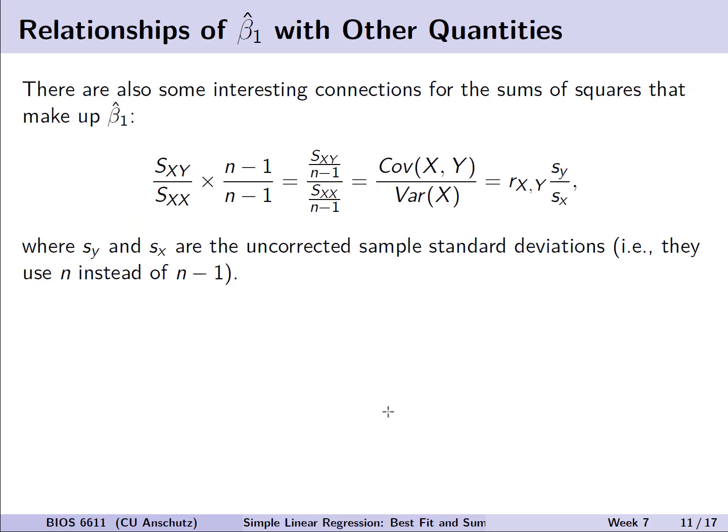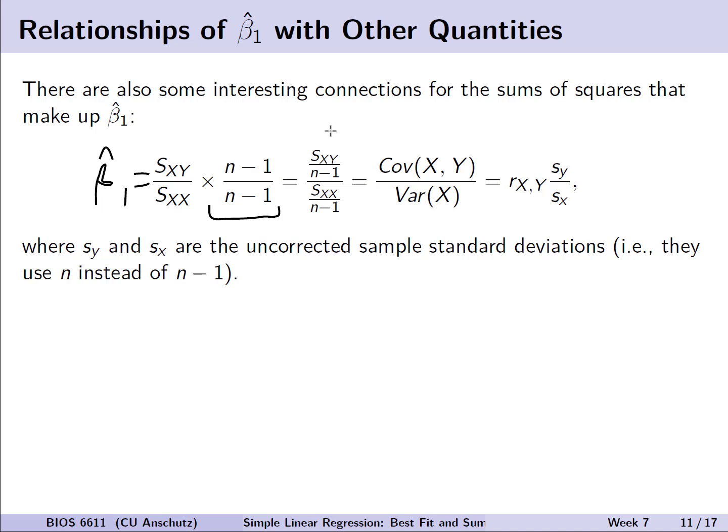It is helpful to briefly note there are a lot of relationships, especially with simple linear regression, to some of the other quantities we have discussed and will discuss more in the future. Here are some interesting connections just to highlight. First, we have beta hat 1 equal to the cross product xy sums of squares divided by the sums of squares of xx. If we multiply each of those by n minus 1 over n minus 1, that itself is equal to 1, so we could simplify it and just say it's s of xy divided by s of xx.